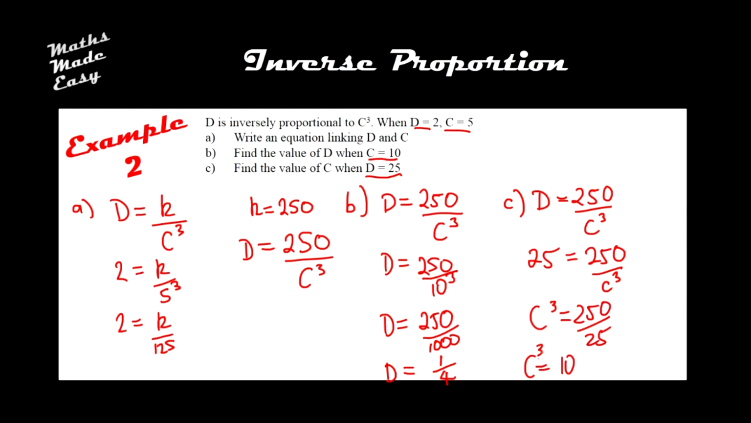So if I want to get C and I've got C cubed, I must cube root both sides. So C equals the cube root of 10, and the cube root of 10, if you give it to one decimal place, gives you 2.2, in which case C equals 2.2.